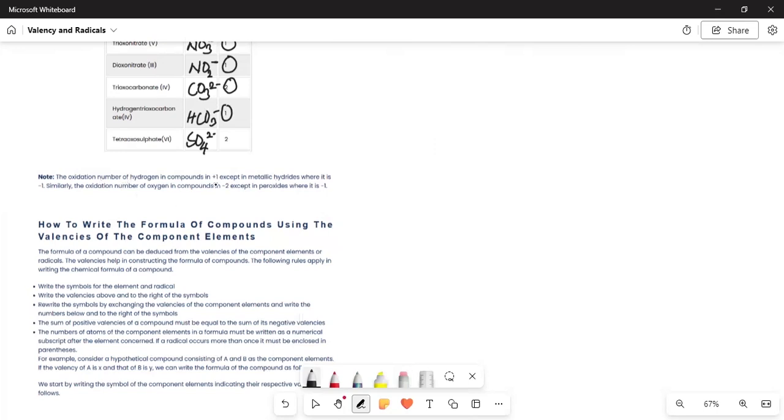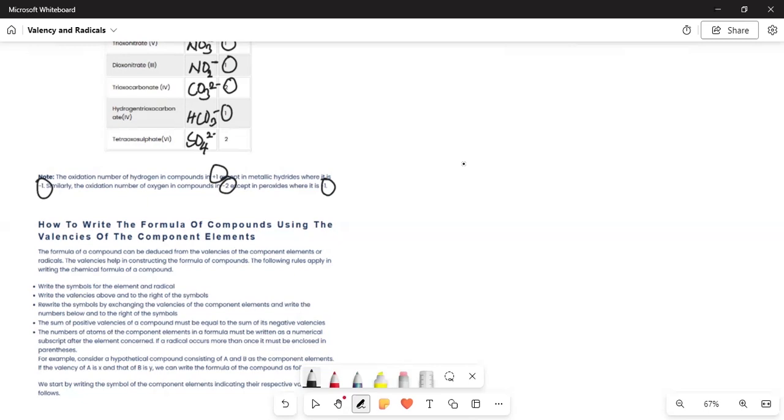In most compounds, the oxidation number of hydrogen is plus 1, with the exception of metallic hydrides, where it is negative 1. Also, the same thing happens to oxygen. In most compounds, the oxidation number of oxygen is negative 2, with the exception of peroxide, where it is negative 1.